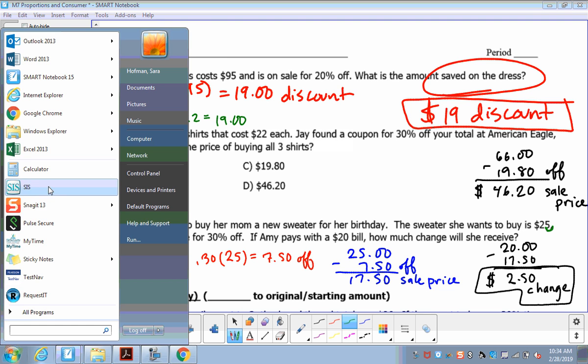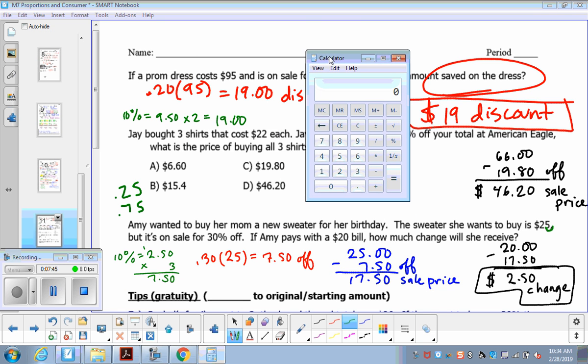Now again, it's okay to use the calculator, y'all. So 30% of something that costs $25 would be 0.3 times 25, and we get that you're going to save $7.50. So if it originally was $25 and you save $7.50, when we subtract that, we're going to see that you have to pay $17.50 for the sweater. So Amy owes the store $17.50. She's going to pay with a $20 bill, and so she's going to receive $2.50 back from the store.